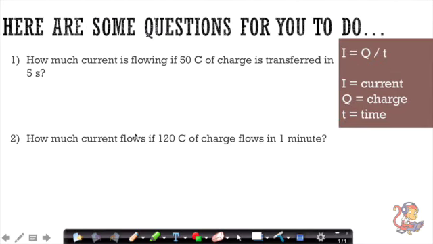Okay, so here are a couple of questions for you to try. These are the type of questions that might come up on a foundation paper. Pause the video and have a go at them, and then come back and see if you get them right.